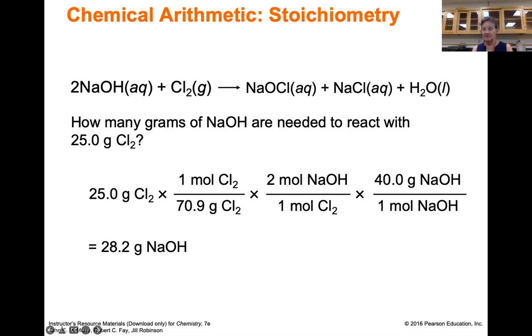Your last step is going to be take the formula mass of sodium hydroxide. So 1 sodium plus 1 oxygen plus 1 hydrogen is 40.0, and that's how much is in a mole of sodium hydroxide. So at that point, you've canceled moles of sodium hydroxide on top and bottom, and you finally have 28.2 grams of sodium hydroxide.